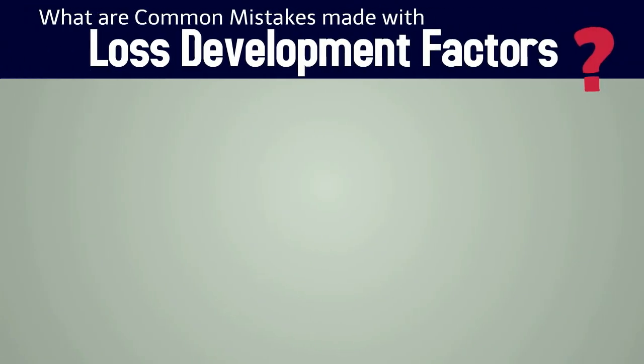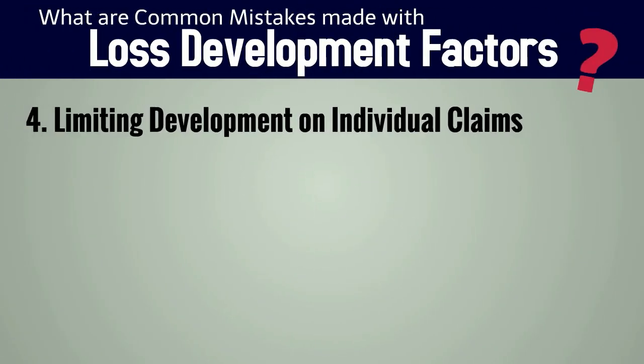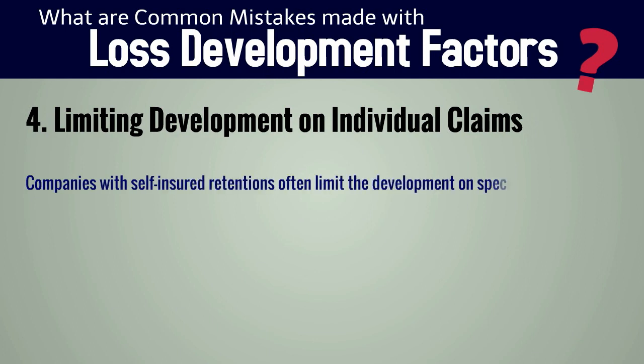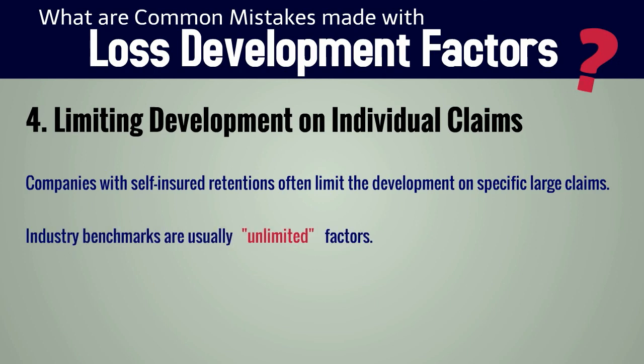And the fourth common mistake is limiting development on individual claims. Companies with self-insured retentions often limit the development on specific large claims so that the claim is capped appropriately. However, it is important to understand if the development factor is a limited factor or an unlimited factor. The limited loss development factors are lower than the unlimited loss development factors and already take into account that some claims will be limited by the retention.